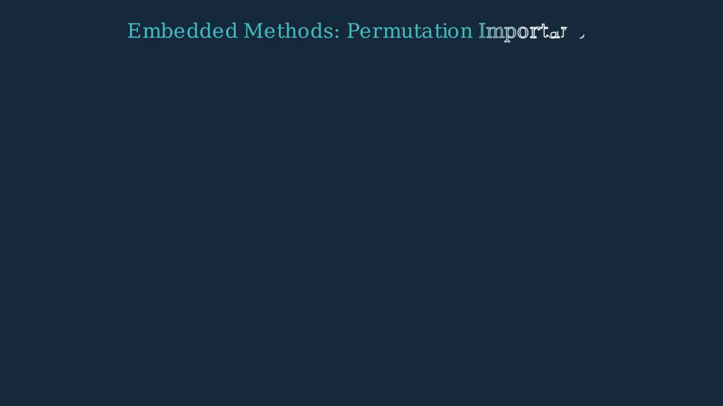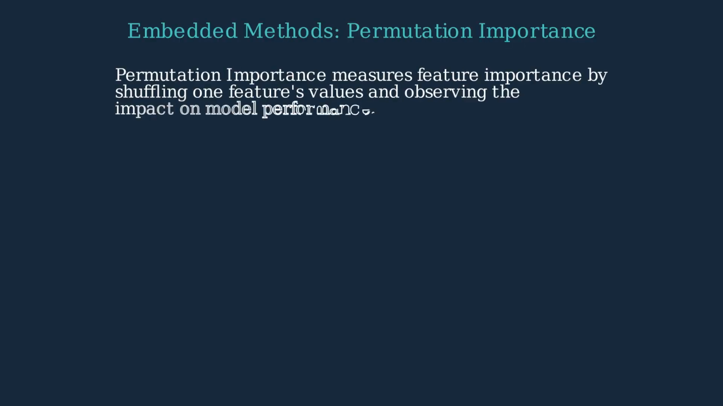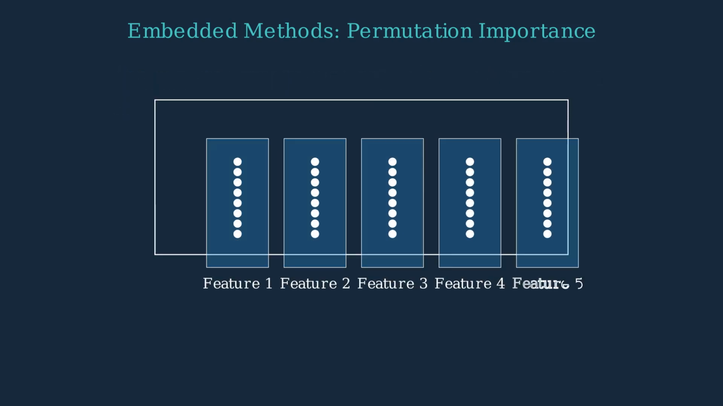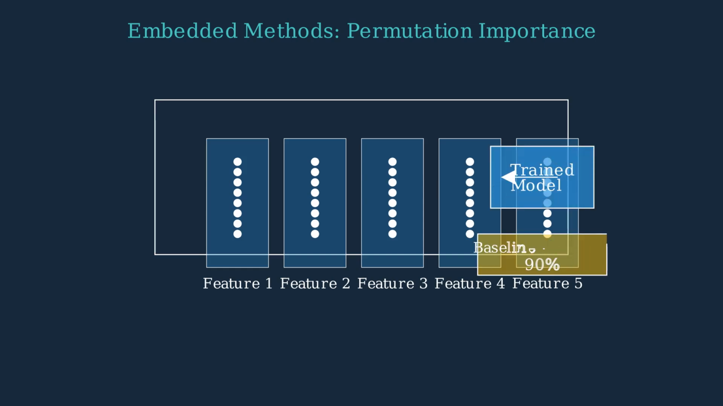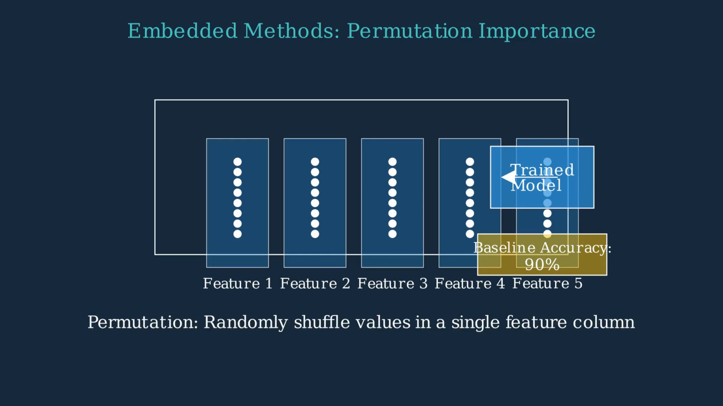Permutation importance is a powerful embedded method for feature selection that works with any machine learning model. With permutation importance, we start with a trained model that makes predictions with a certain baseline accuracy. The key idea of permutation importance is to randomly shuffle the values of one feature at a time and measure how much this shuffling reduces the model's performance.